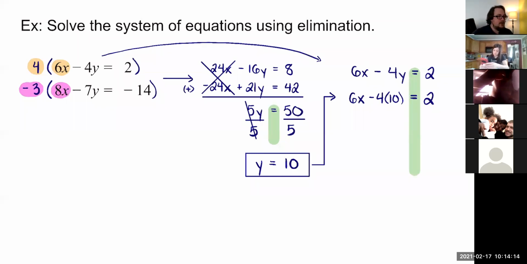And then I just run through my process. Get that variable by itself. Solve it like we would equations back in Unit 1. Parentheses hopefully are calling our name first. So negative 4 times 10 is going to give me a negative 40.